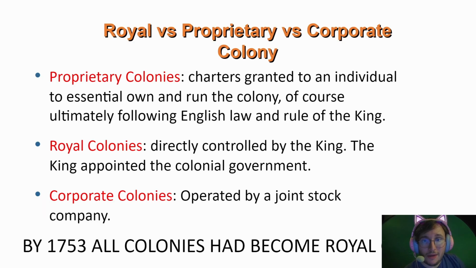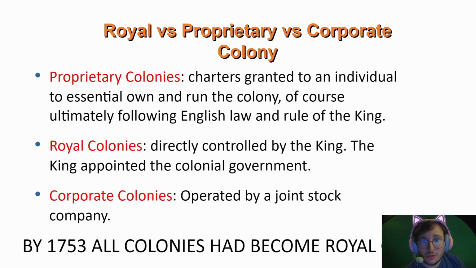Middle colonies began with different forms of governance. First of all, we had proprietary colonies, which were granted to individuals by the English crown. These proprietors essentially owned and ran the entire colony, but were ultimately subject to English law and the authority of the king. Then we had royal colonies, which were directly controlled by the king, who appointed the colonial government. This type of colony had less autonomy, with policies closely aligned to the interest of the crown. By 1753, all colonies will have become English royal colonies.